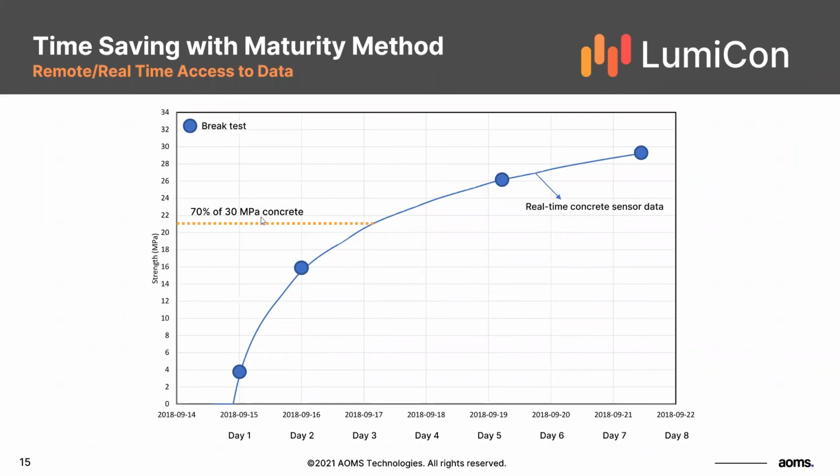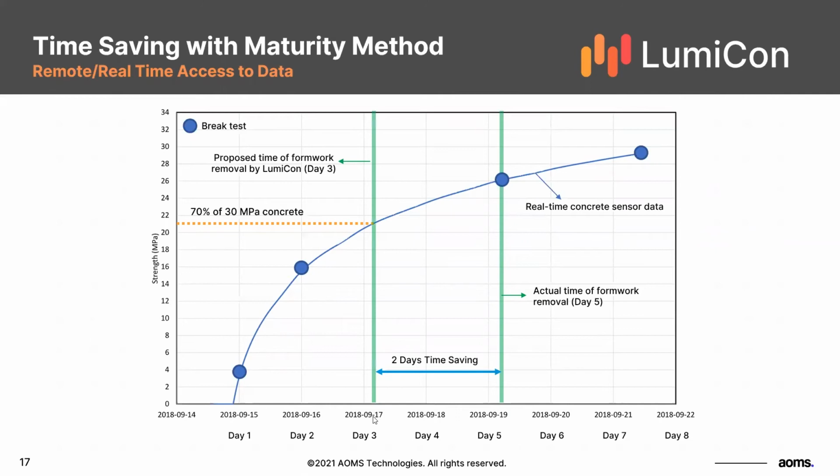when we were looking at the data, 70% of the 30 MPa concrete that we were using was actually achieved on day 3. However, on a typical schedule, they were breaking cylinders on day 1, day 2, day 5, and later on, day 7 and day 14. But based on their break schedule, the actual time of formwork removal was on day 5, whereas 70% of 30 MPa was actually achieved on day 3.